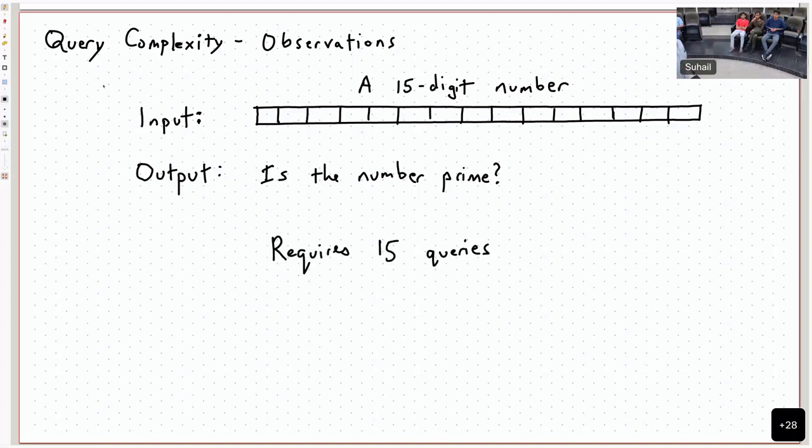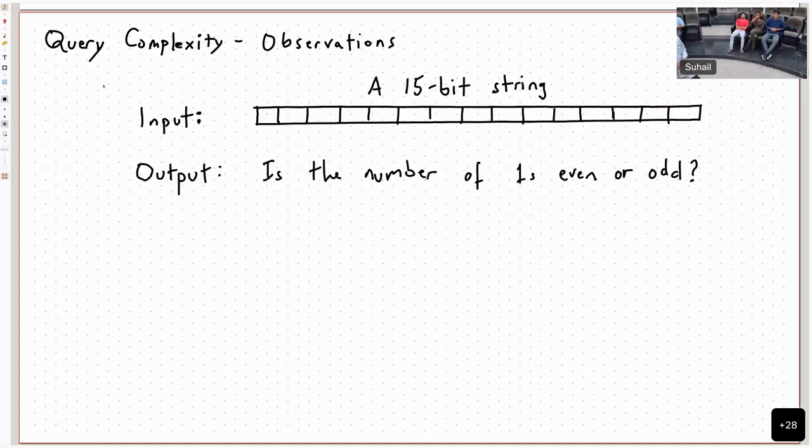All right, let's try a different one. So here you have, again, a string of 15 bits. You can query a single bit. And your question is, the number of ones in the string, is it even or is it odd? How many queries do you need to make to this input before you can tell whether the number of ones in the input is even or odd?